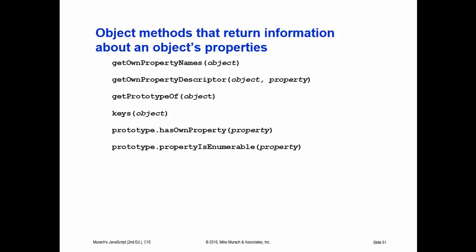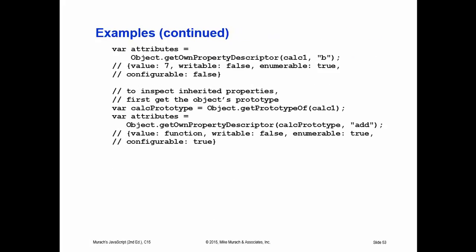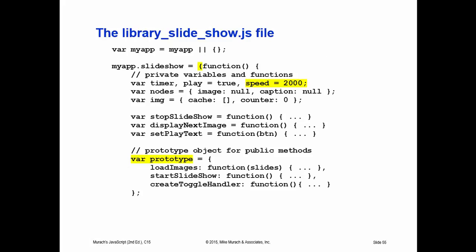And the chapter ends, the last 3 or 4 pages, by showing an enhanced slideshow application. In this version, the speed variable is once again private. The version that's here uses the module pattern and the Object.create method to create a single slideshow object. All right, and it allows the speed to be changed.